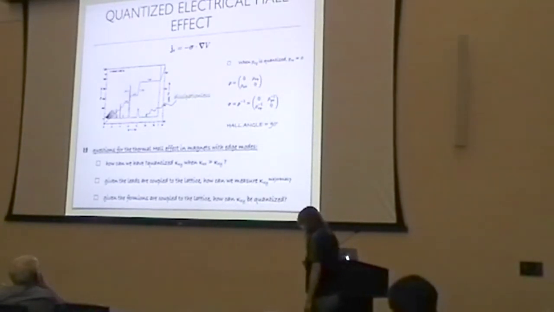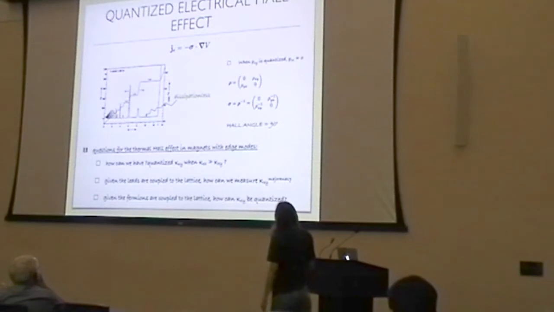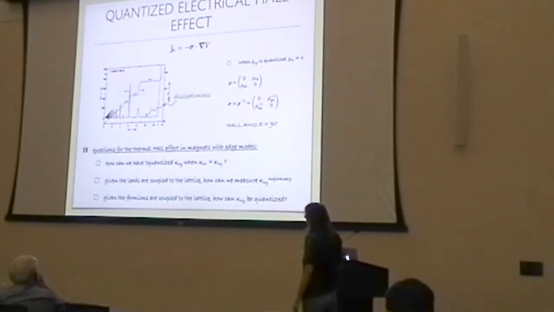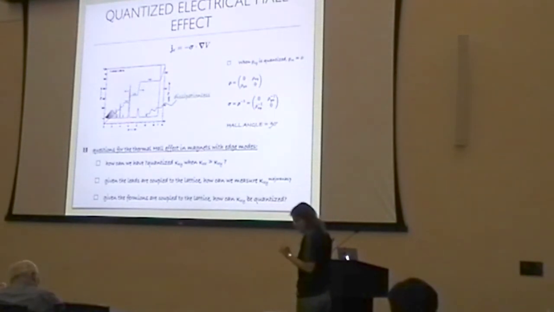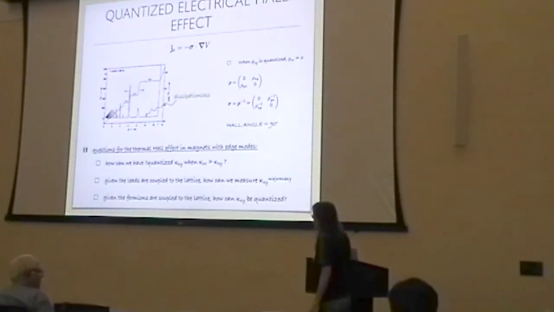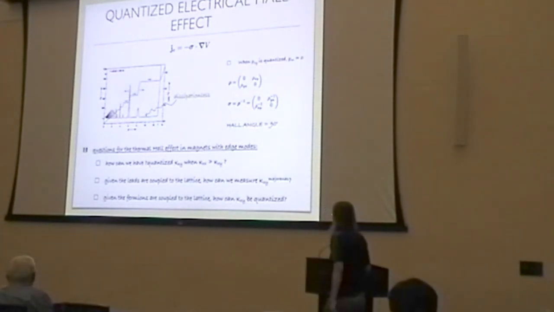In fact, it is in a completely different regime from the quantum electric Hall effect, where any time you have a non-zero longitudinal conductivity, you don't have a quantized Hall conductivity. The Hall angle essentially is 90 degrees when you have a quantized Hall conductivity. So it is an entirely Hall regime. And so the questions which arise are.